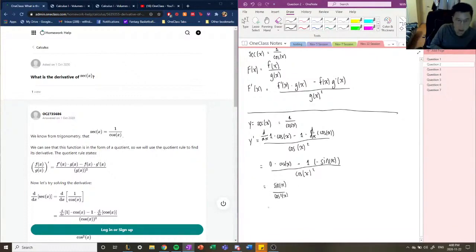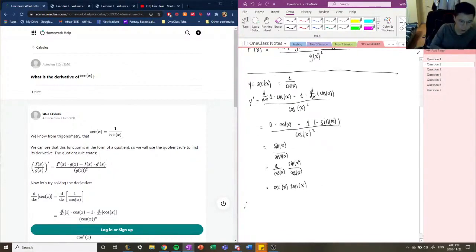So let's just write this. And we can cleverly write this as the product of 1 over cos x times sine over cos x. Okay? And that equals secant x tan x. So that's the answer to our question. Therefore, the derivative of secant x is secant x tan x. Okay, so that's the answer.